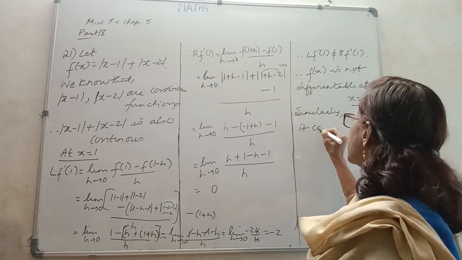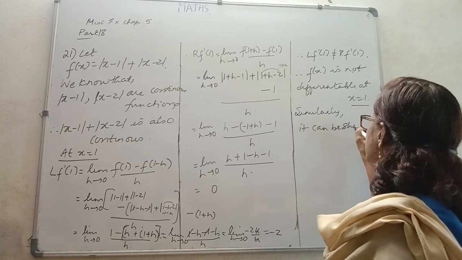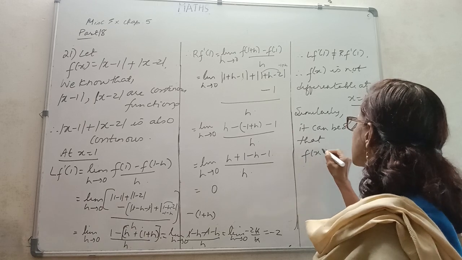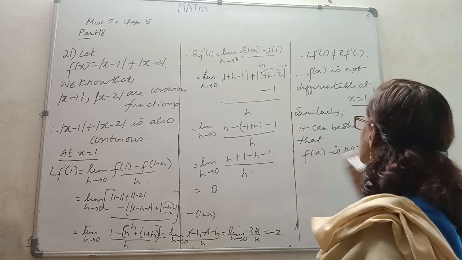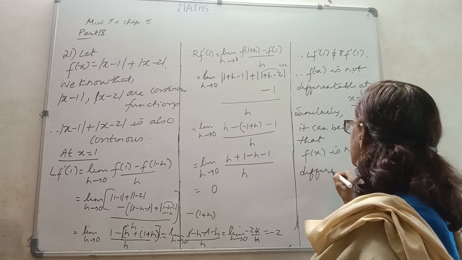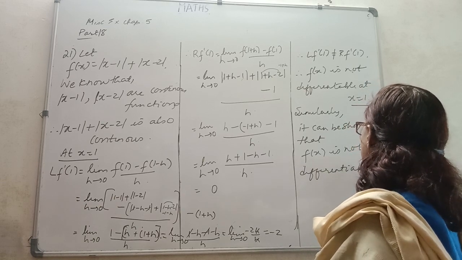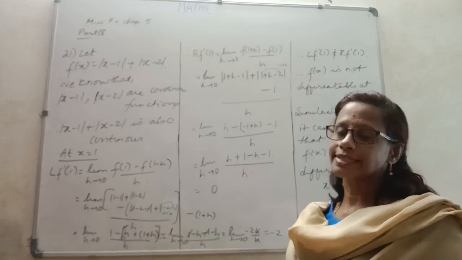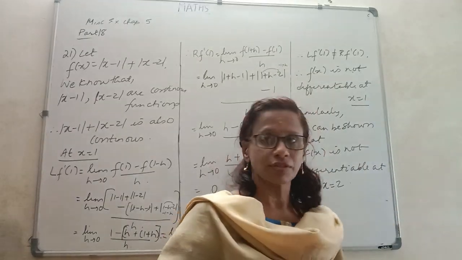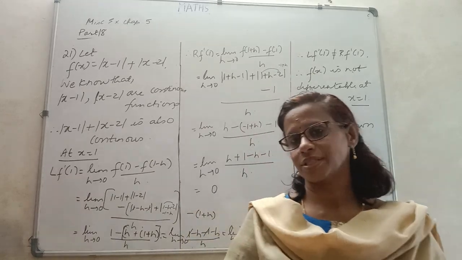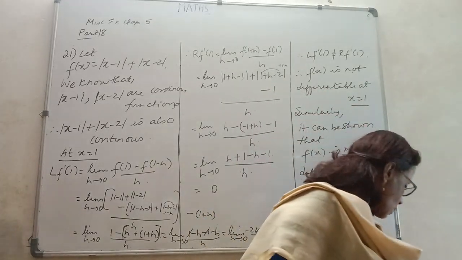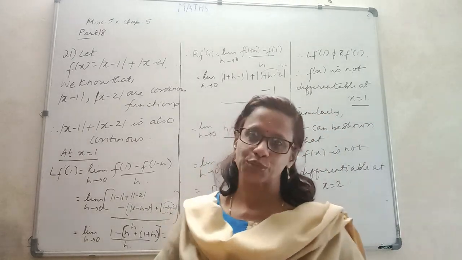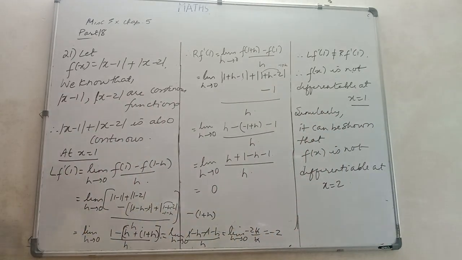It can be shown that f of x is not differentiable at x equal to 2. That's it. So this is the example which gives us a continuous function which is not differentiable at 2 points. That's all for this, and the remaining problems maybe we can take up in the next video. Thank you.